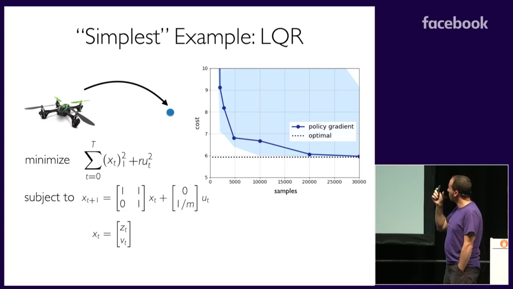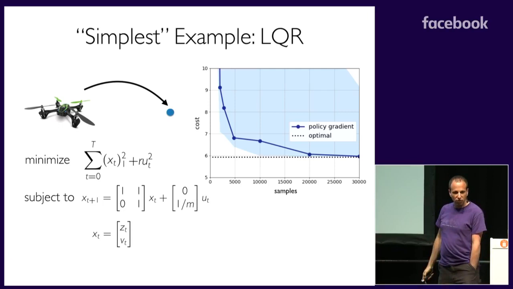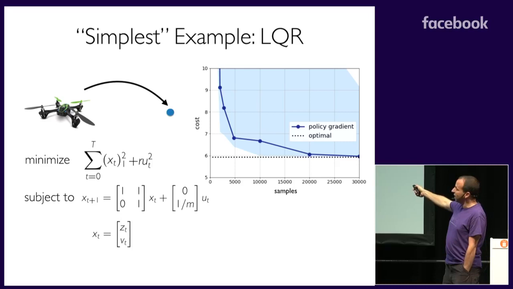So what's this plot? Policy gradient is in blue. The error bars are over 10 trials, and it's the min and the max over those 10 trials of what value is returned. After about 30,000 samples, we get something that is close to the optimal of the Riccati equation. So a lot of variance.